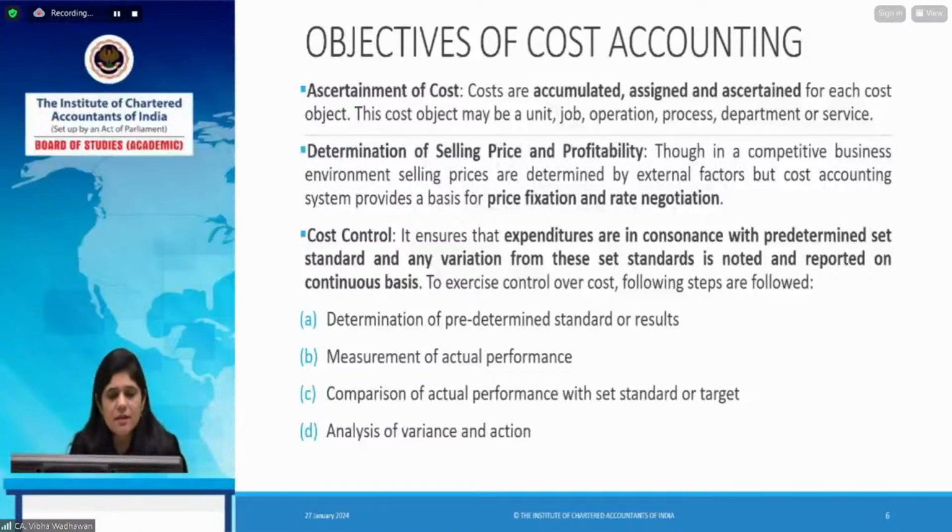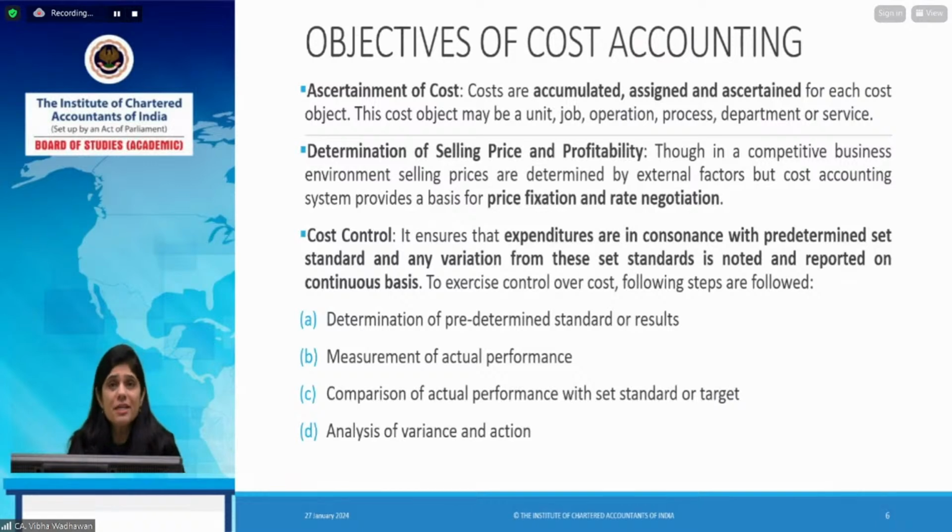So how is it done? First of all, the standards are set. Predetermined standards are set before the actual production takes place. Then you measure the actual performance. All right. So whatever basis the standard is set. Let us say we have set the standard for a product that passes through 3 activities or 3 processes. We have set the standard for all the 3 processes. Process 1 cost should be 10,000. Process 2, the cost should be 20,000. Process 3, the cost should be 30,000.